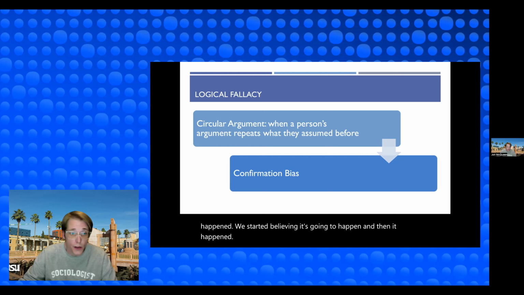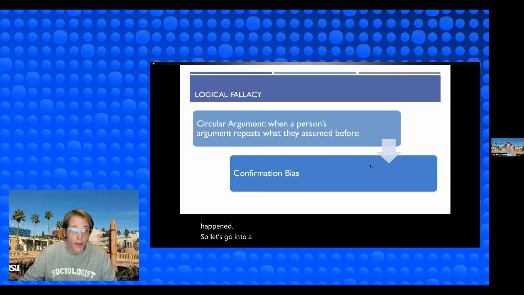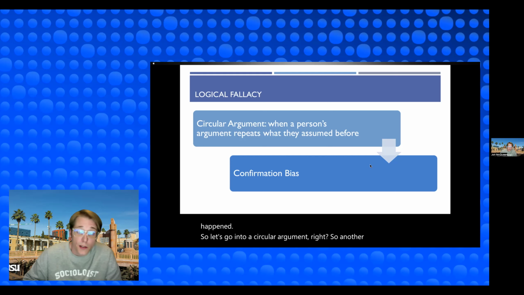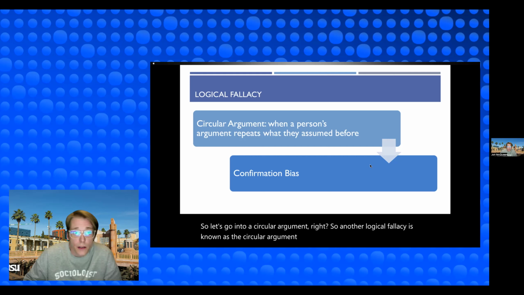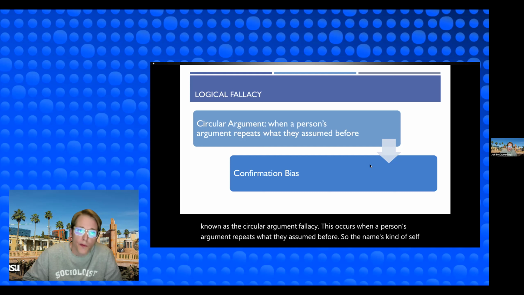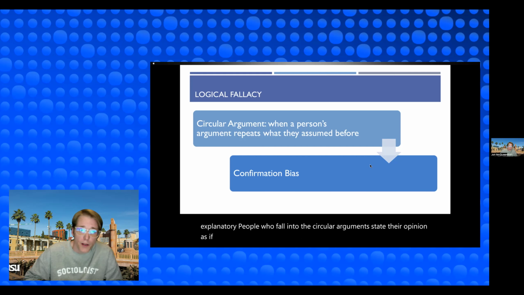So let's go into a circular argument, right? Another logical fallacy is known as the circular argument fallacy. This occurs when a person's argument repeats what they assumed before. So the name's kind of self-explanatory. People who fall into the circular argument state their opinion as if it's a fact by just restating their original assumption about a topic, right? We see this in research when people engage in what's called confirmation bias.